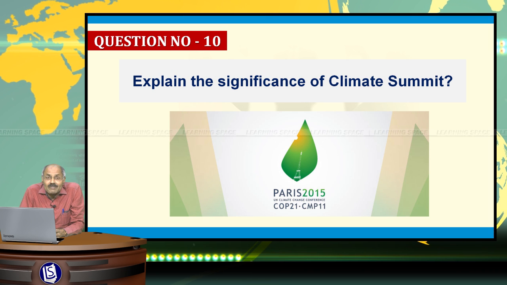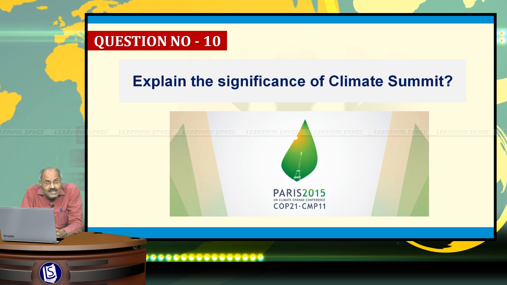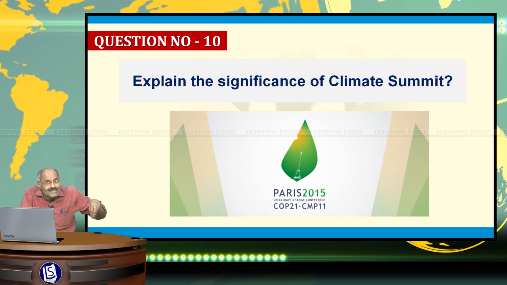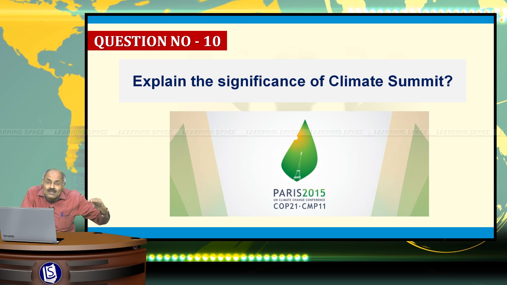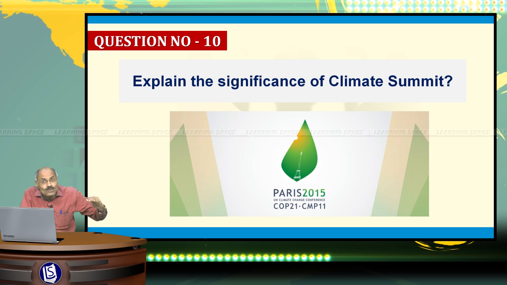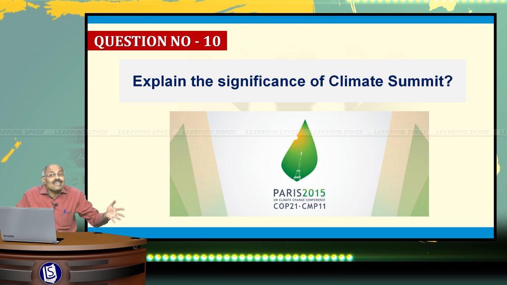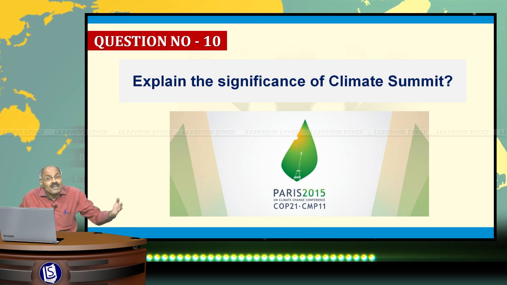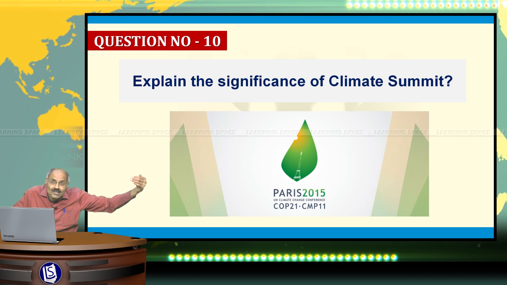Explain the significance of the climate summit. Probably you might have got a good idea about this after going through my lectures, but I would like to tell in brief about the climate summit. The main concept is to reduce carbon emissions. Carbon dioxide emissions are to be reduced. How to reduce carbon dioxide emissions? Ensure less burning of coal, ensure less burning of oil, depend more on solar energy, depend more on wind energy.